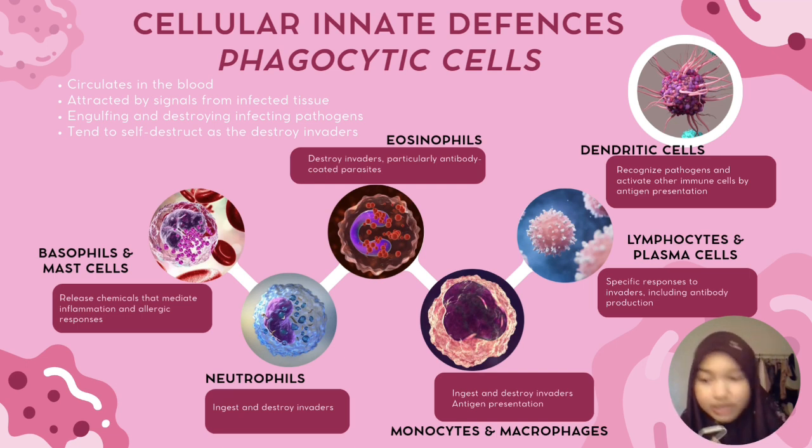The fourth one, we have monocytes and macrophages. They ingest and destroy invaders and perform antigen presentation. The fifth one, we have lymphocytes and plasma cells. They provide specific responses to invaders, including antibody production. And the last one, we have dendritic cells, which recognize pathogens and activate other immune cells by antigen presentation.